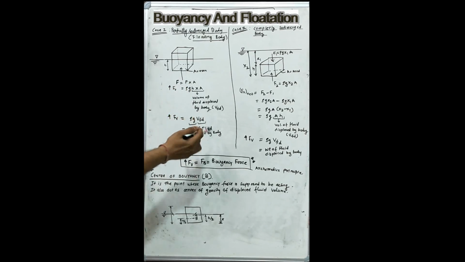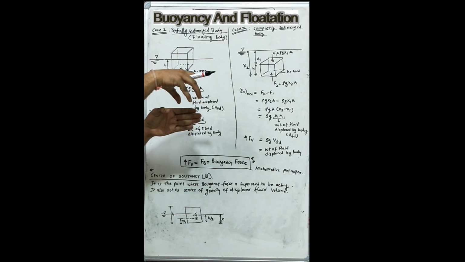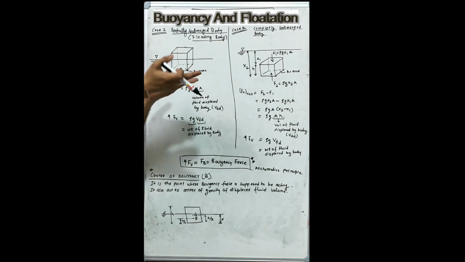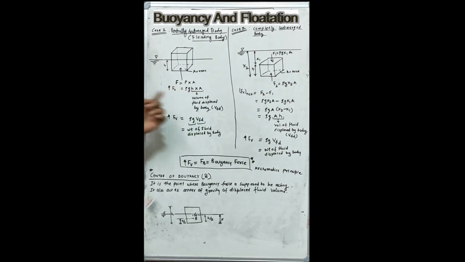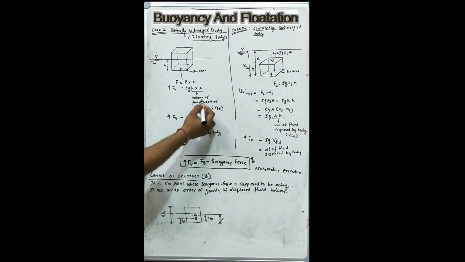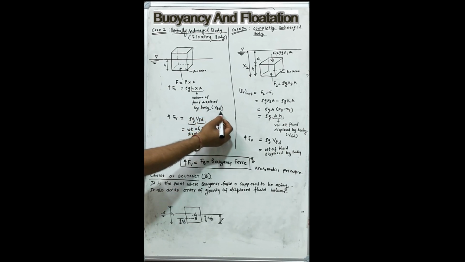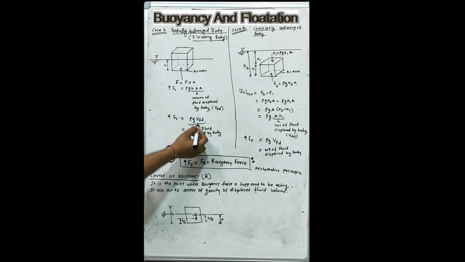This depth into area is nothing but the volume. When the body is floating on the surface, this part is displaced by the body. So h into A is nothing but the volume of the fluid displaced by the body, which is represented by VFD. So we can write rho g into h into A is nothing but rho g into VFD. What is this rho g?